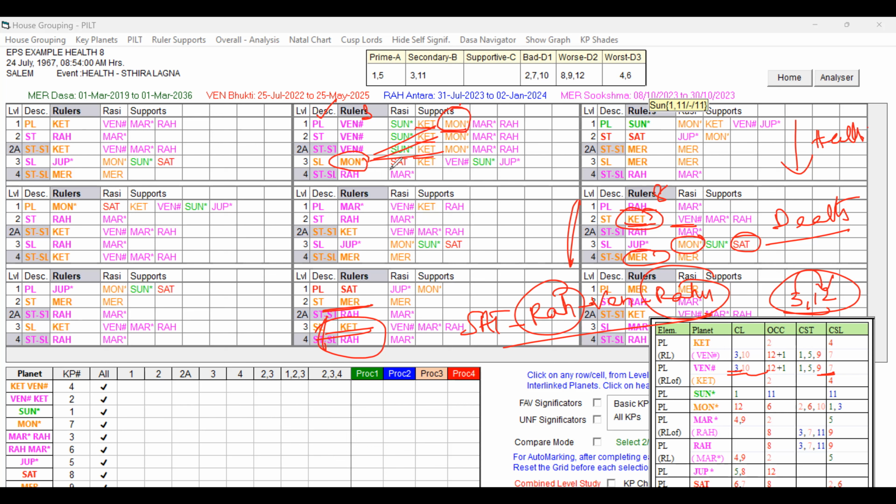So we can see the Moon is in the sign of Saturn, and Saturn is also further supporting that. And during that period of Rahu Sukshma, the native died.